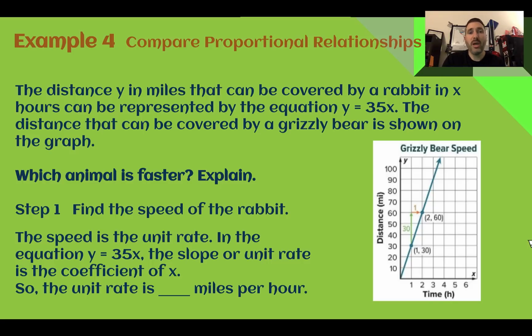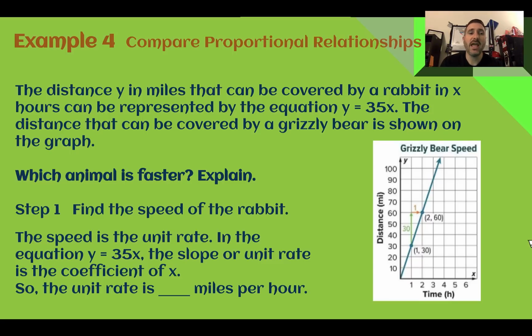Example 4. Compare proportional relationships. The distance y in miles that can be covered by a rabbit in x hours can be represented by the equation y equals 35x. The distance that can be covered by a grizzly bear is shown on the graph. Which animal is faster? Explain.